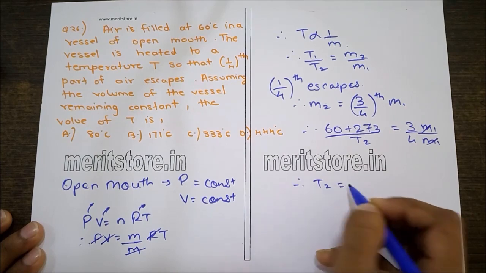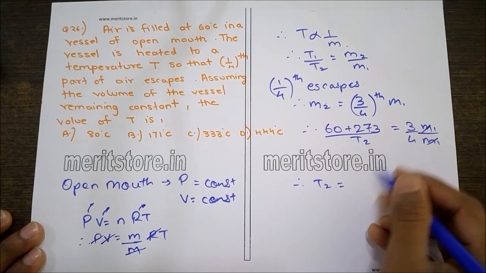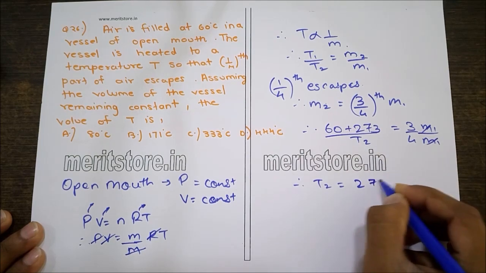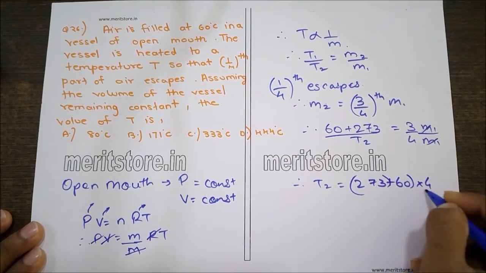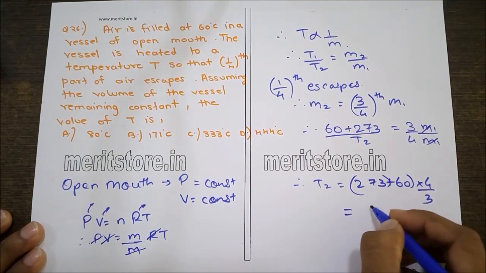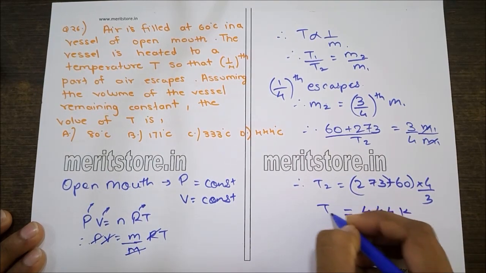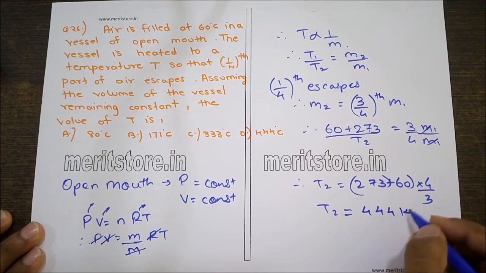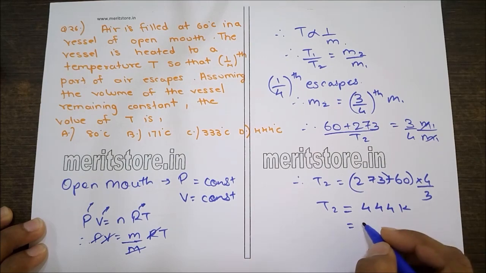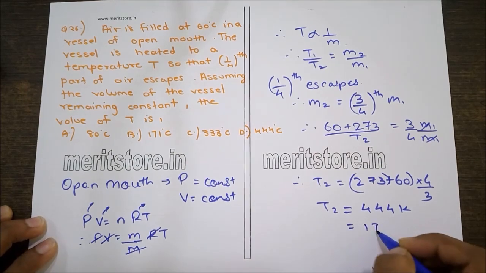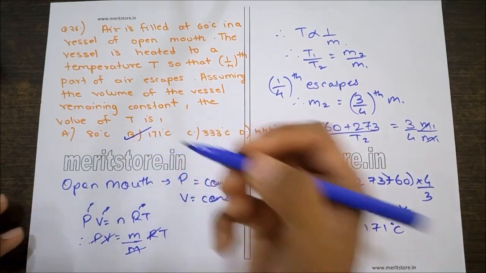So T2 is equal to 273 plus 60 into 4 upon 3, that is equal to 444 Kelvin. This T2 is in Kelvin, 444 Kelvin. So to convert into degrees Celsius, we need to subtract 273. So that comes out as 171 degrees Celsius. So this option B is the correct answer.